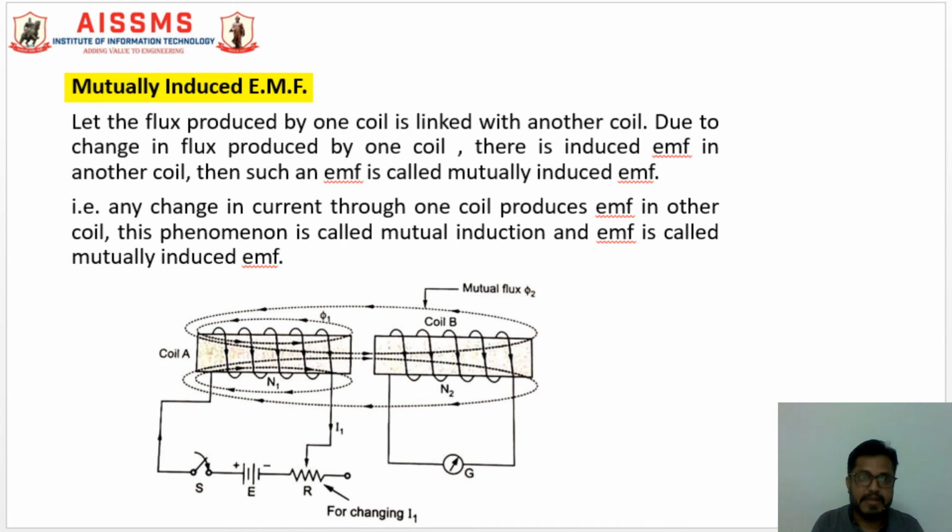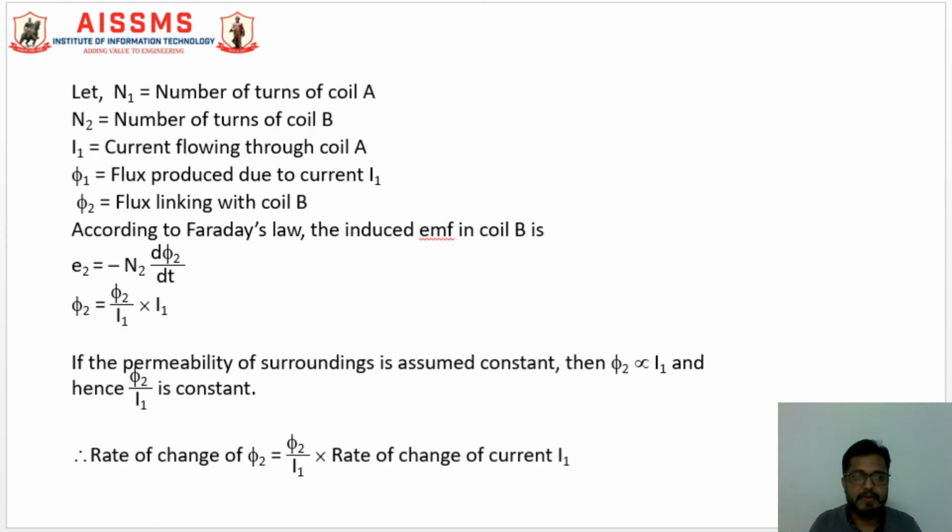So from this we can easily define what mutually induced EMF is. The flux produced by one coil is linked with another coil, and due to a change in flux produced by one coil, there is an induced EMF in the other coil. Then such an EMF is called mutually induced EMF. That is, any change in current through one coil produces EMF in the other coil. This phenomenon is called mutual induction, and the EMF is called mutually induced EMF.